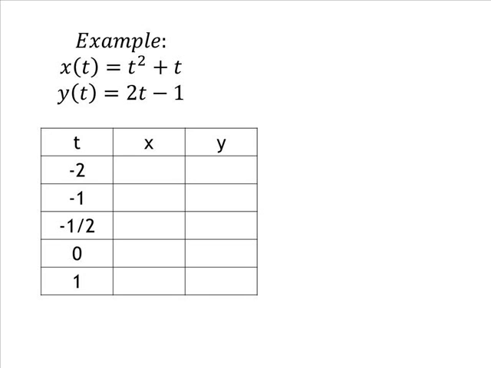So, for example, when t is -2, we get x equals (-2) squared plus -2, which is 4 minus 2, and y is 2 times -2 minus 1. Now, for t equal -1, we get (-1) squared minus 1 for x, and 2 times -1 minus 1 for y. For t equal -1/2, we get a positive 1/4 minus 1/2 for x and -1 minus 1 for y. And for t equals 0, we get x equals 0, y equals -1. For t equal 1, we get x equal 2 and y equal 1.